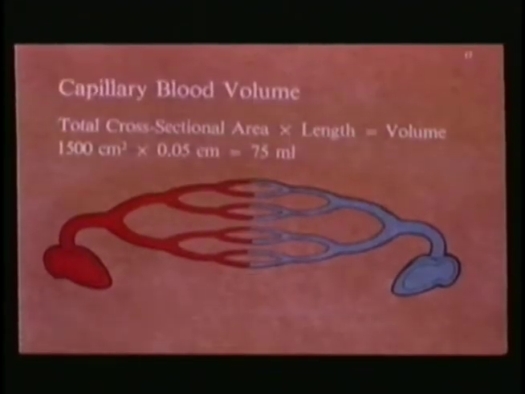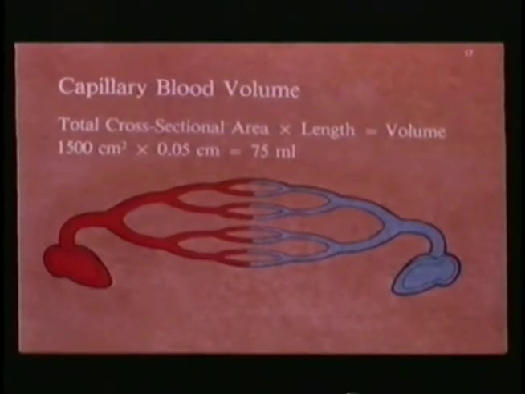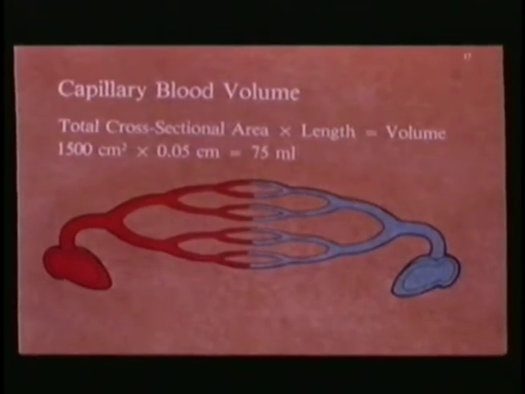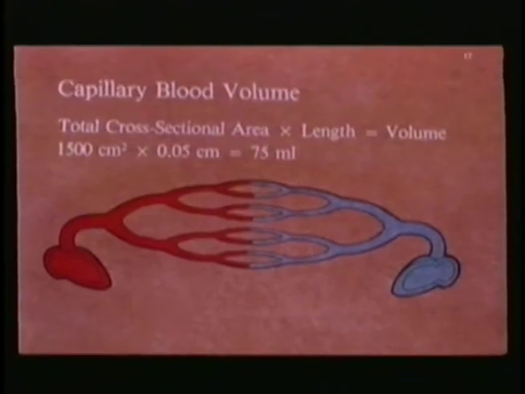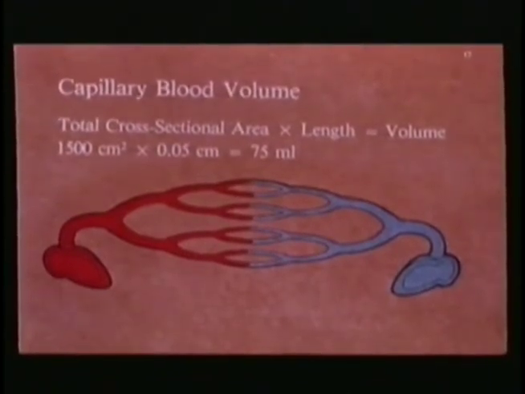17. The capillaries have a large total cross-sectional area, but the short length of individual capillaries yields a very small total volume. If one takes the total cross-sectional area of the capillaries as 1,500 centimeters squared, and the average capillary length as 0.05 centimeters, the total capillary blood volume is 75 milliliters, which is only 1.5% of a total blood volume of 5 liters.